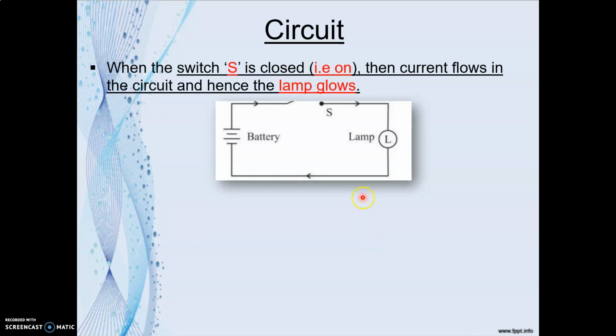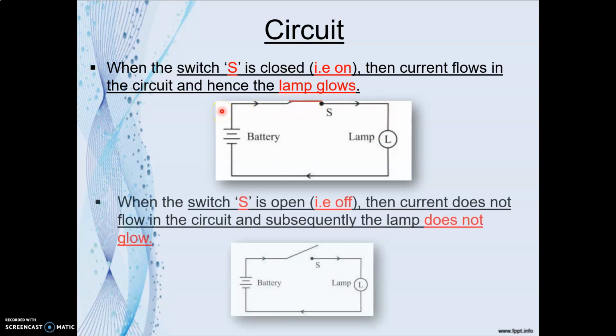When the switch S is closed, that is on, then current flows in the circuit and hence the lamp glows. Here you can see one red marking, that is the switch closed symbol. When the switch is closed or on, the current flows through the circuit. When the switch S is open, that is off, the switch will be like this. Then the current does not flow in the circuit and subsequently the lamp does not glow.